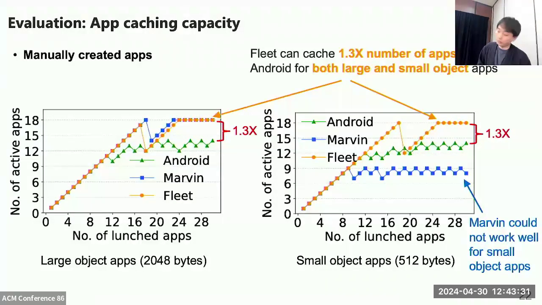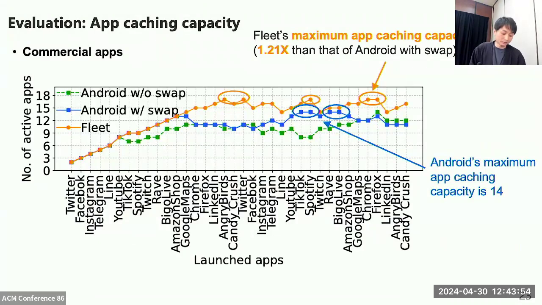As for the caching capacity, we can observe that Fleet can cache 1.3 times the number of apps compared to Android, for both large and small object apps. For the small object apps, Fleet outperforms Marvin by 2 times in terms of the maximum caching, and achieves a comparable caching capacity in large object apps. As for the commercialized apps, Fleet's maximum app caching capacity is 17, which is 1.2 times that of Android with Swap. Here in this test, we sequentially launch these apps in a round-robin sequence from Twitter to Candy Crush, as indicated on the x-axis. We use each app for 30 seconds and record the number of active apps cached in the background.